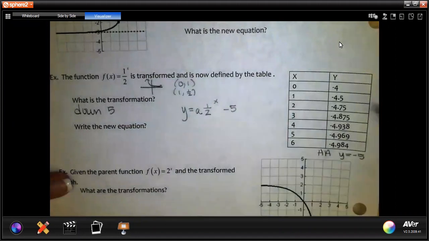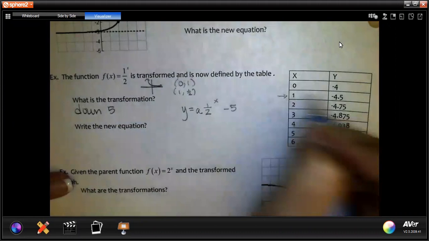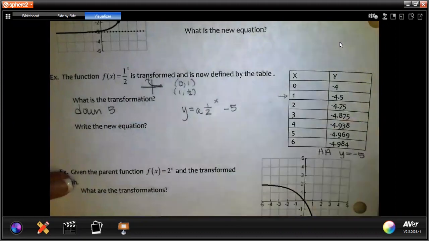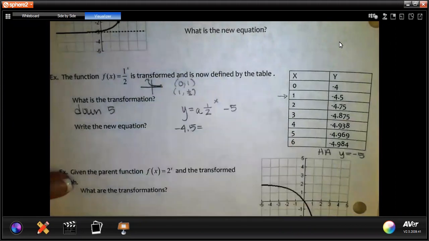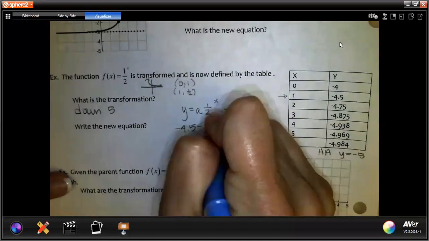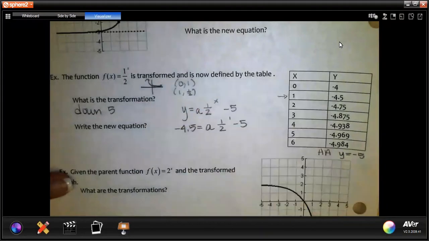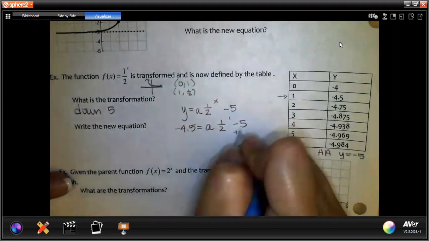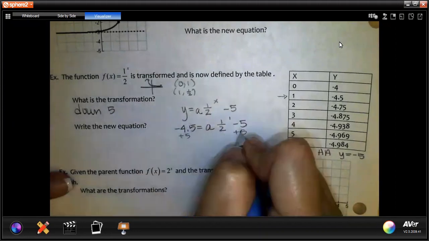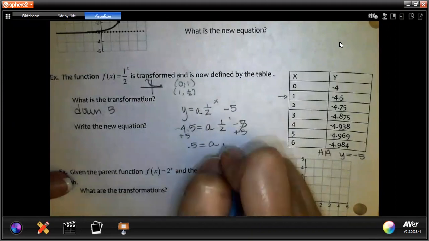And I would put an a in front. Then I would take any one of these points and plug it in to verify what this a value is. So I'm going to go ahead and take this very next one, (1, -4.5), and plug in that point. So I get -4.5 is equal to a times 1/2 to the first power minus 5. I start by adding 5 to get it to the other side. That gives me 0.5 is equal to a times 1/2.